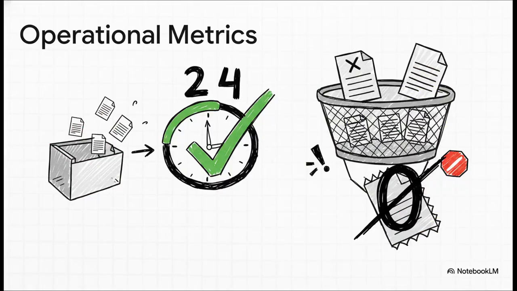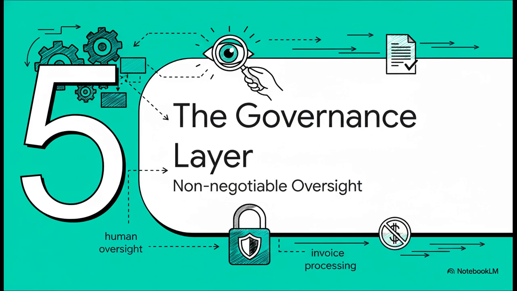And the last 2 metrics are all about operations. That exception queue, the list of flagged invoices, it has to be cleared by your reviewer within 24 hours. If that starts backing up, you've got a problem. And this is a big one. During your parallel testing, the system must have 0 false negatives for the big stuff, like duplicate invoices or unapproved vendors. It has to catch those every single time. No exceptions.